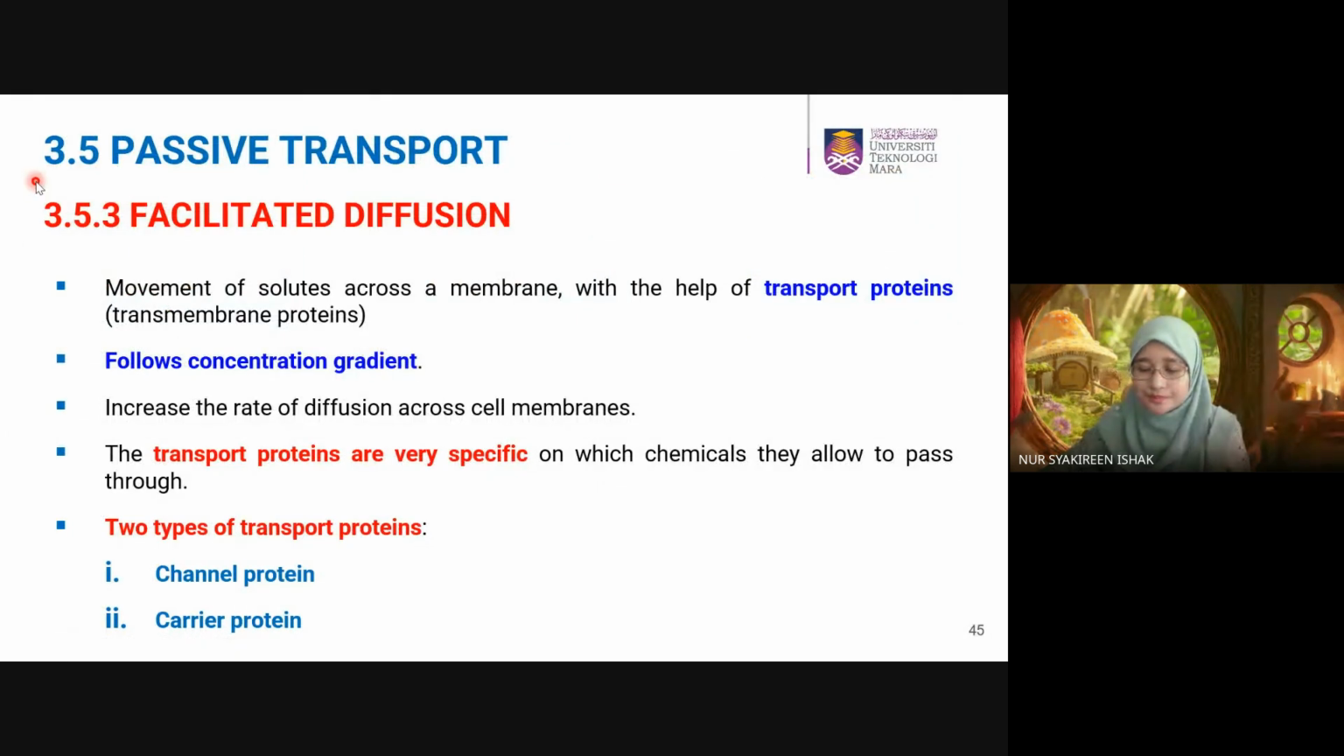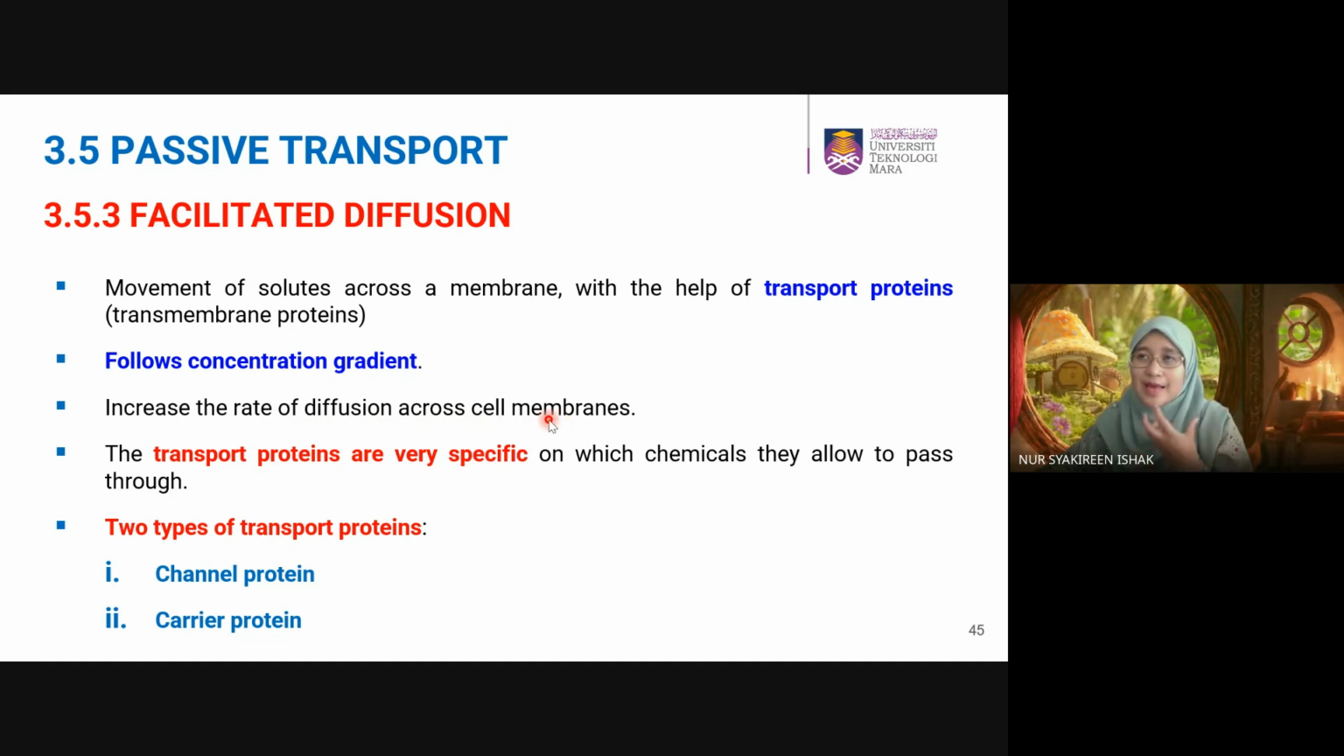Okay, so the third type of passive transport after osmosis is facilitated diffusion. It involves the movement of solute across a membrane with the help of transport protein. Transport proteins are transmembrane proteins embedded in the plasma membrane. They follow the concentration gradient, meaning from high concentration region to low concentration region, from high solute concentration to low solute concentration. So this increases the rate of diffusion across the cell membrane.